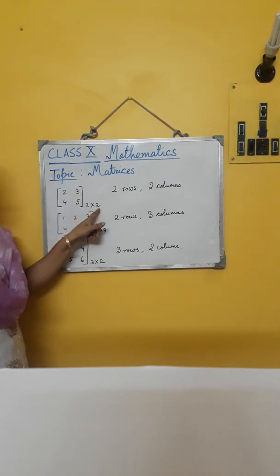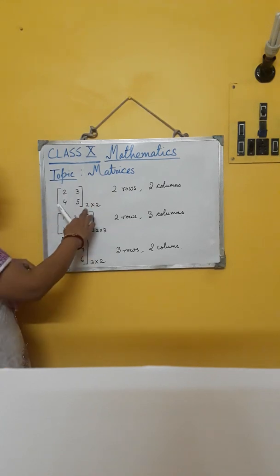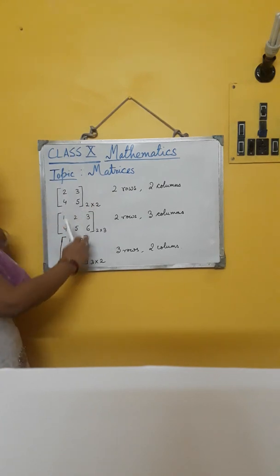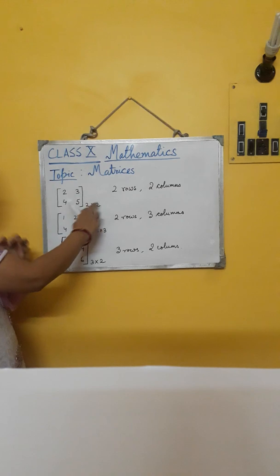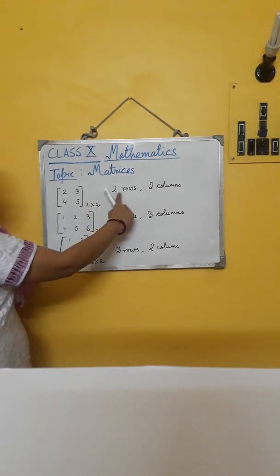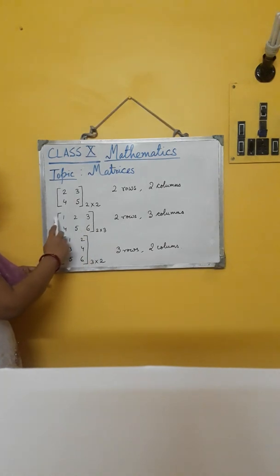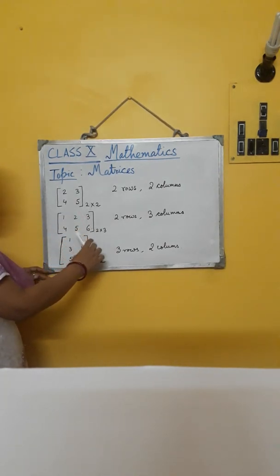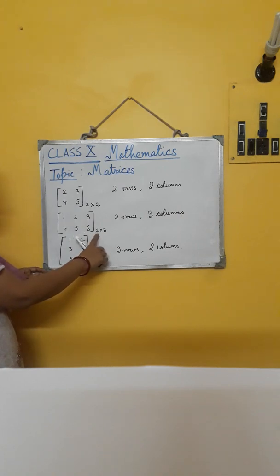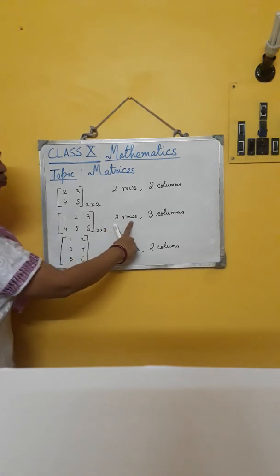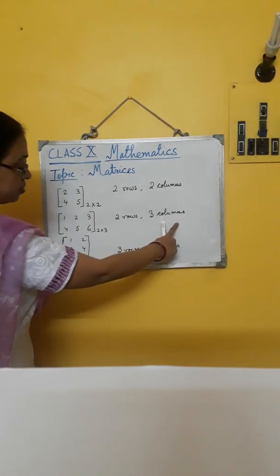2 cross 2. When we write 2 cross 2, the first number represents the rows and the second represents the columns. So 2 cross 2 means 2 rows and 2 columns. Here you can see there are 2 rows and 3 columns, so I write 2 cross 3. The first represents rows, the second represents columns.